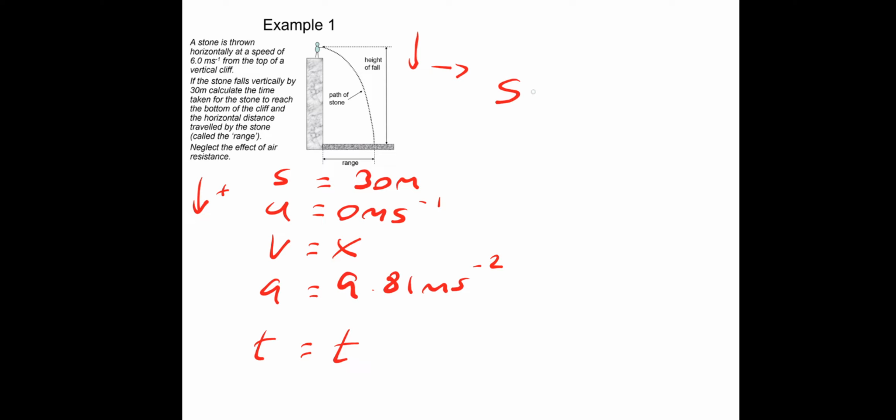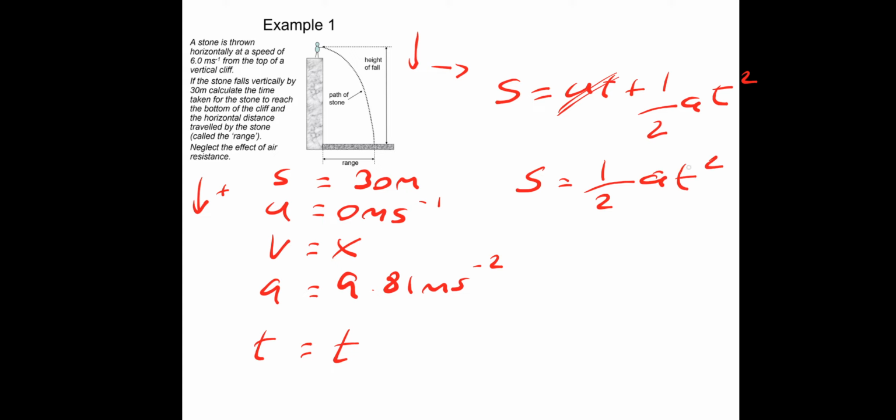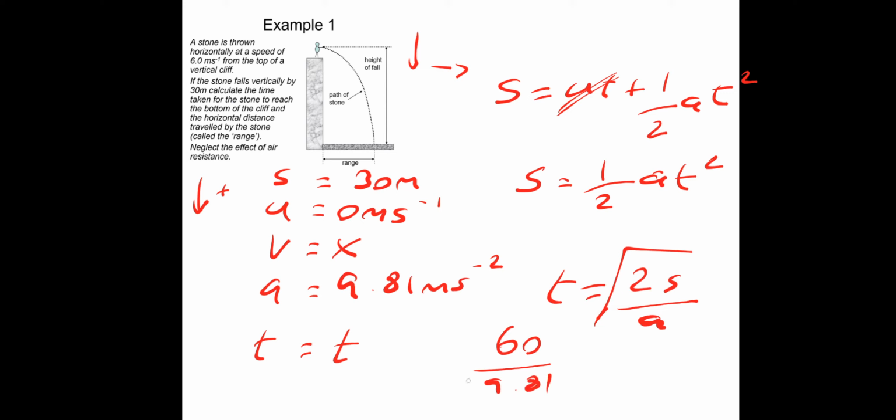So the one we're going to use is s equals ut plus half at squared. And what you'll notice is that u is 0. So that cancels out. So we're simply left with s equals half at squared. We need to rearrange to find t. So t is equal to the square root of 2s over a. And then put our numbers in. So 2s is 60 divided by 9.81 for the acceleration. Square root will give us 2.47 seconds. So that's the time of flight.